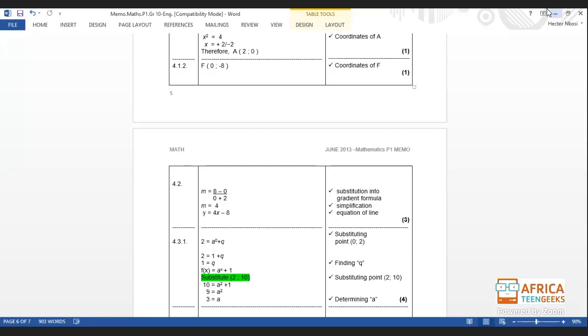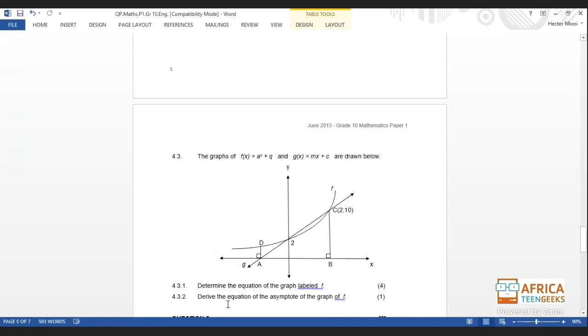Then, if you look at the next one, it now says to you guys, derive the equation of the asymptote of f. So what is the equation of the asymptote? And it's for 1 mark. So you should know how to calculate the equation of the asymptote.